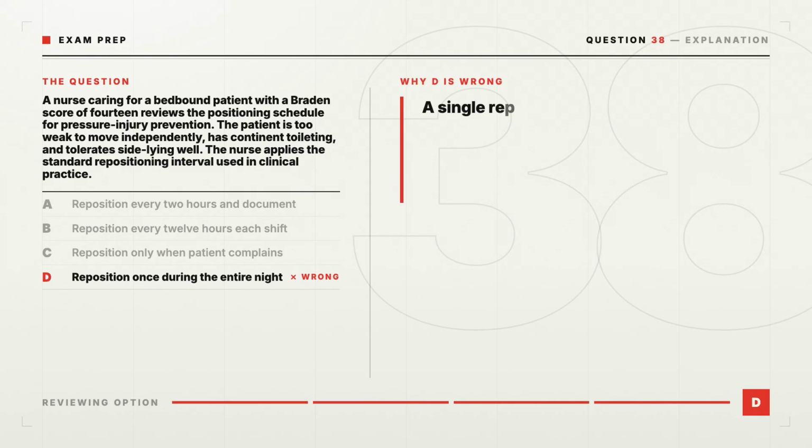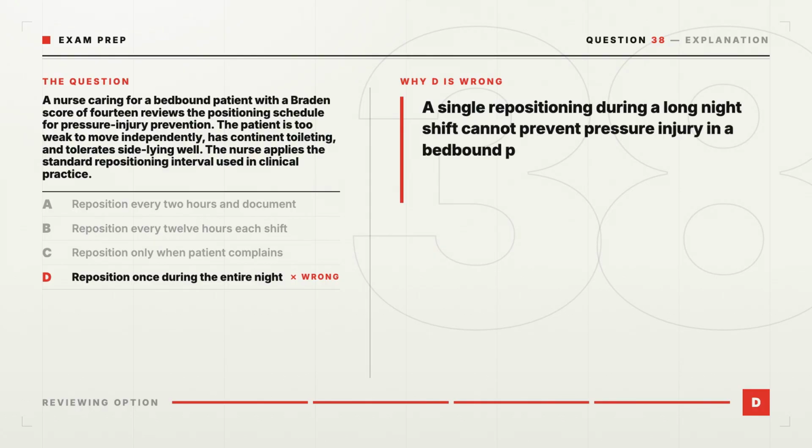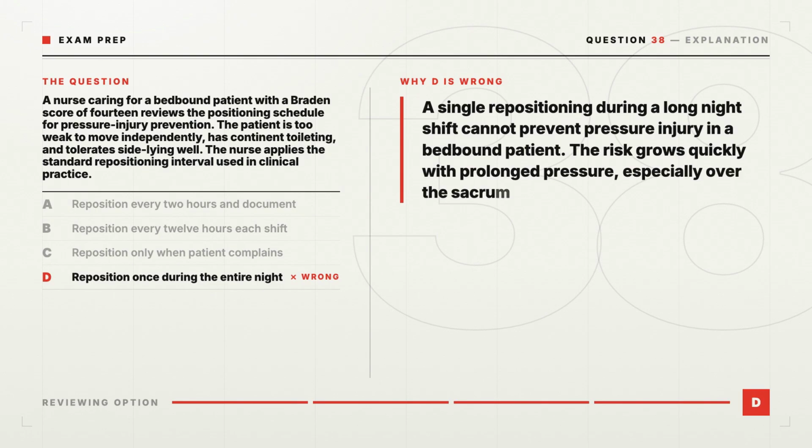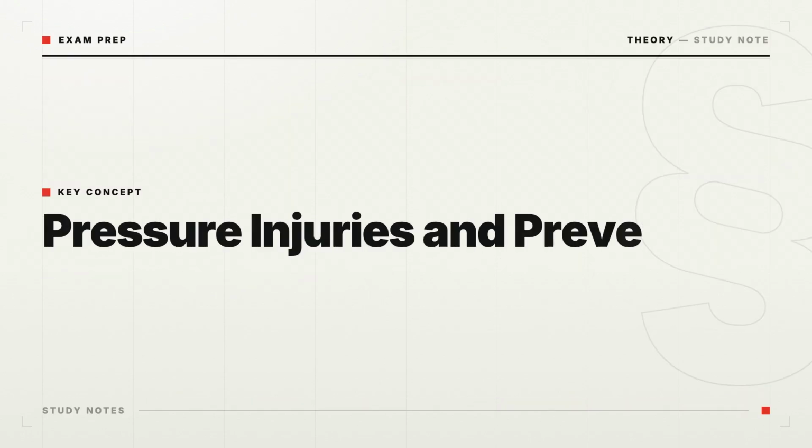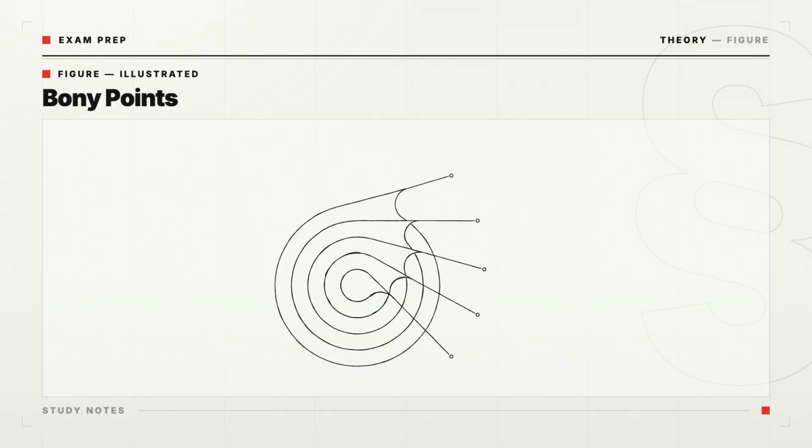D is wrong because a single repositioning during a long night shift cannot prevent pressure injury in a bedbound patient. The risk grows quickly with prolonged pressure, especially over the sacrum, heels, and trochanters in immobile patients. Let's look at why sustained pressure damages skin and how nurses prevent it before it starts.